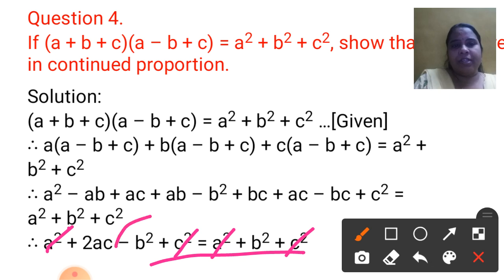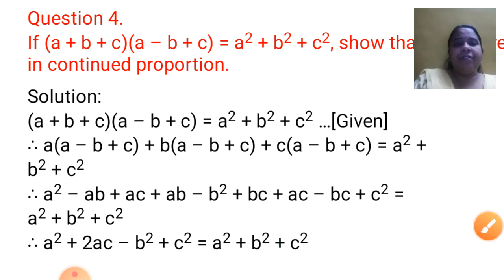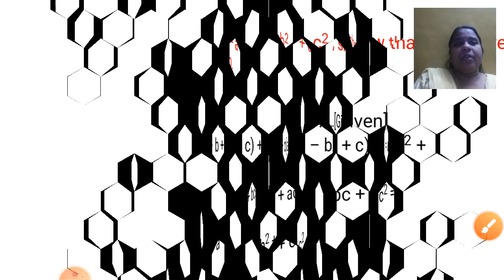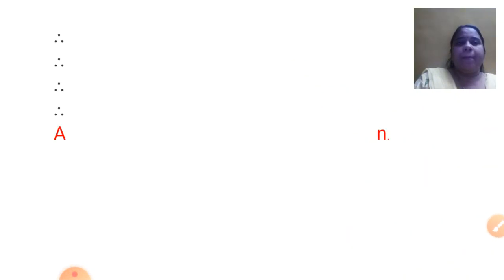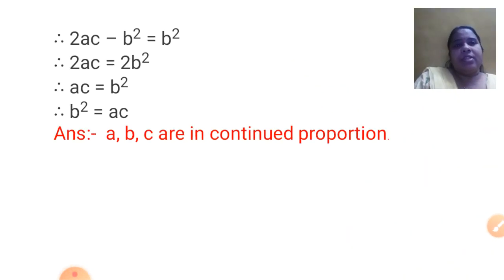Can we cancel this minus B square and plus B square? Absolutely no. They are with different signs on different sides. Do not get confused. They are with different signs on different sides, so they cannot be cancelled. Okay. So what is left? 2AC. Yes, 2AC minus B square is equal to B square.